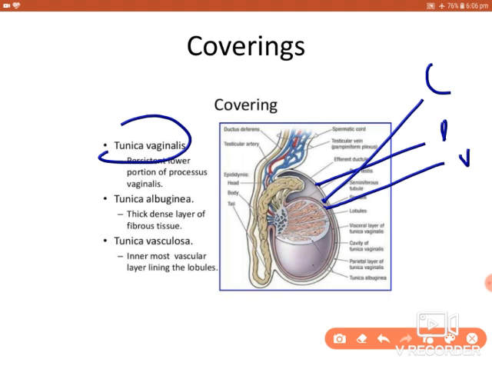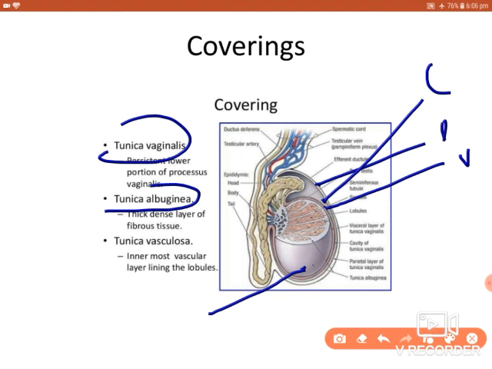It's peritoneum, so it's a serous membrane. So the cavity contains serous fluid for the friction-free movement of this testis. Then deep to this visceral layer of the tunica vaginalis, we get the tunica albuginea. This is the tunica albuginea. It is a dense fibrous layer, appears white in color.